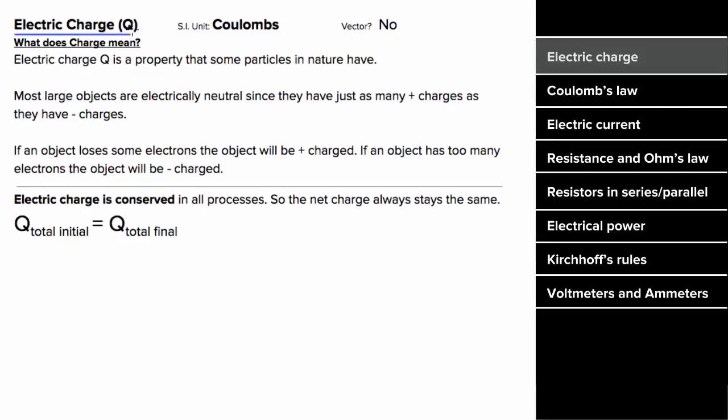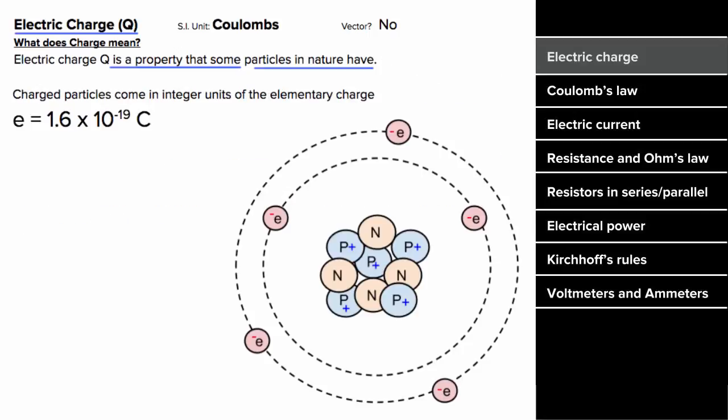Electric charge is a property that some, but not all, fundamental particles in nature have. The most commonly talked about fundamentally charged particles are the electrons, which orbit the outside of the atom. These are negatively charged. There's also the protons, which reside inside the nucleus, and these are positively charged. And the neutrons inside the nucleus don't have any net charge.